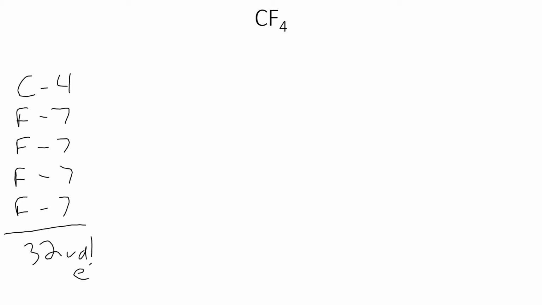So how do we determine that central atom? Well, usually it's the first element listed. Hydrogen is going to be an exception to that. We'll see some examples of hydrogen a little bit later on. But here in CF4, carbon is our first element listed, so we're expecting carbon to be that central atom.